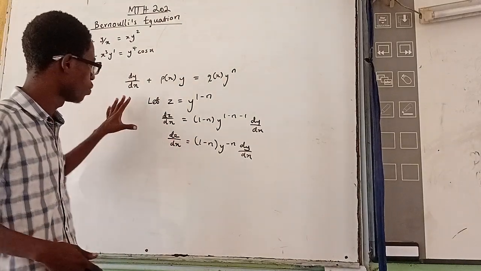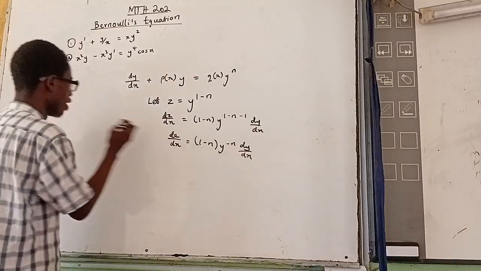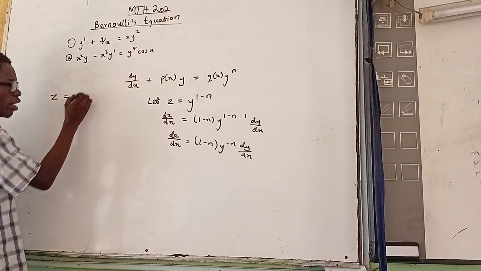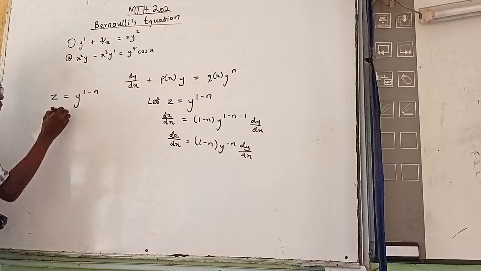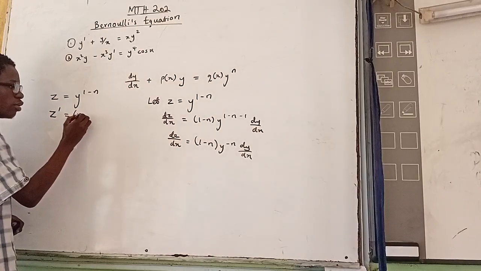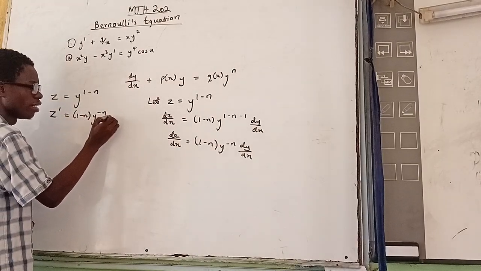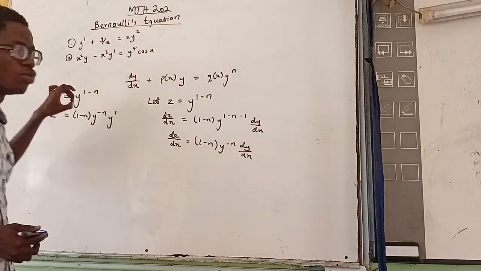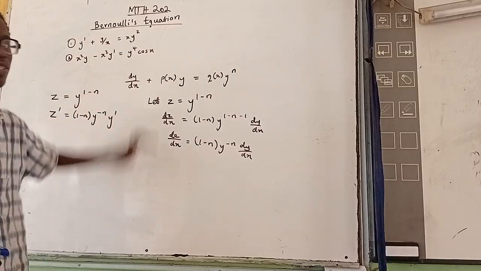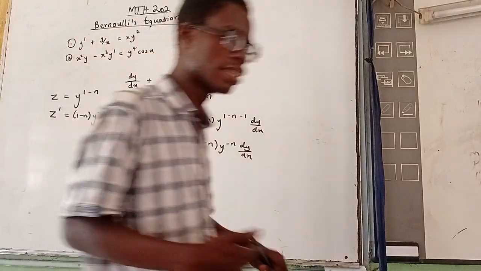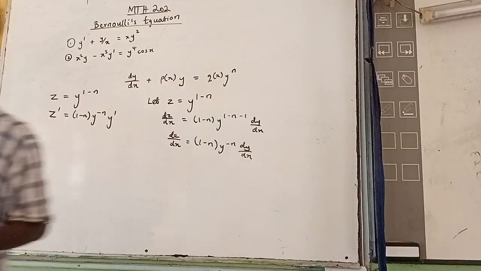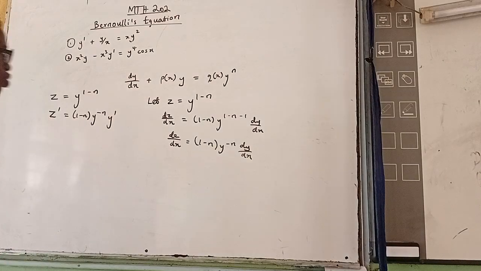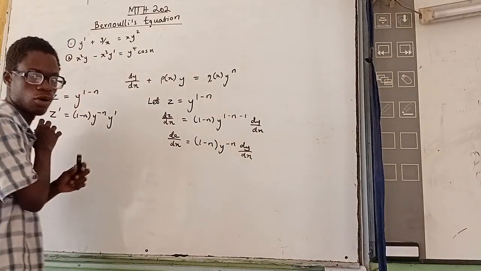After we have done this, we have z as z equals what? y raised to power 1 minus n. And we have our z prime, our dz/dx, as 1 minus n, y raised to power minus n, y prime. Don't forget these two equations. These two are what we will be using to simplify this equation. Whenever we get there, I'll let us know. So now let's solve question number 1 and question number 2 using this understanding that we have.